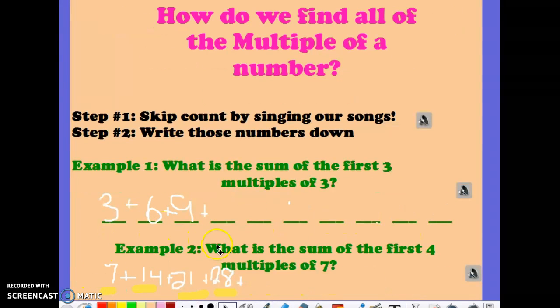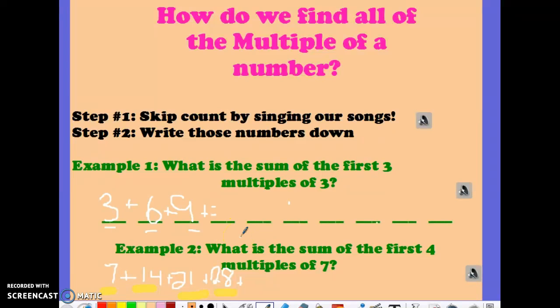So now you can see that I've changed the question slightly. Instead of just asking for the multiples of 3, which again, when I think of multiples, think of music. In other words, Mr. Panza's skip counting math songs. If I'm asking for the first 3 multiples of 3, I just think of the beginning part of that song. 3, 6, 9, I write them down on a line, I add a plus sign, and then I use my calculator and I find the answer.